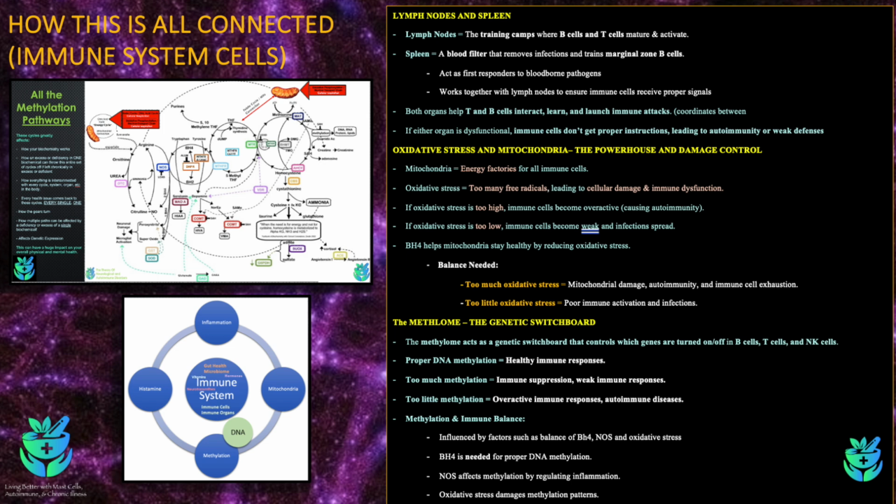Methylation and immune balance. It is influenced by factors such as the balance of BH4, NOS, and oxidative stress. BH4 is needed for proper DNA methylation. NOS affects methylation by regulating inflammation, and oxidative stress damages methylation patterns. So inflammation also hampers your BH4, your NOS, everything. So everything is a domino effect, and everything is interconnected.